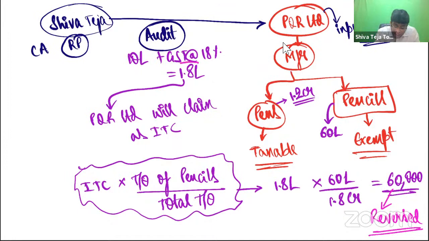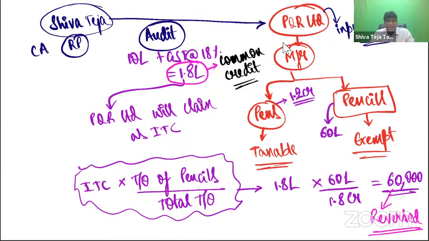The reason is very clear: this 1.8 lakhs is technically known as common credit. This concept of apportionment and reversal we will do only and only in case of common credit. Imagine if 1.8 lakhs credit is relatable only to pens, then happily I would have taken full credit. If 1.8 lakhs is related only to pencils, then I would not have claimed credit at all.